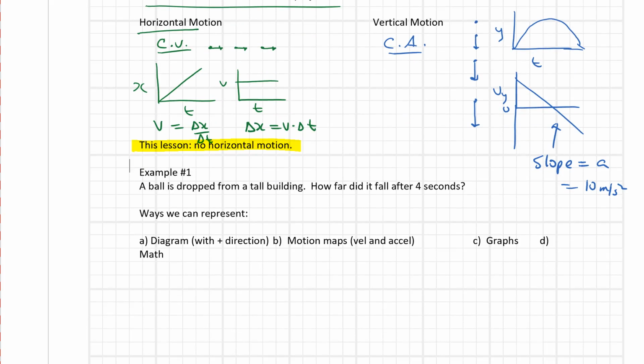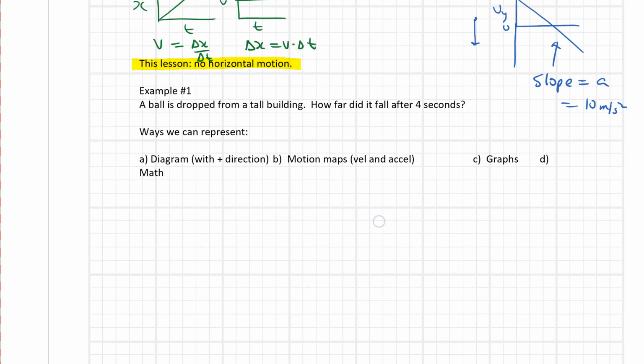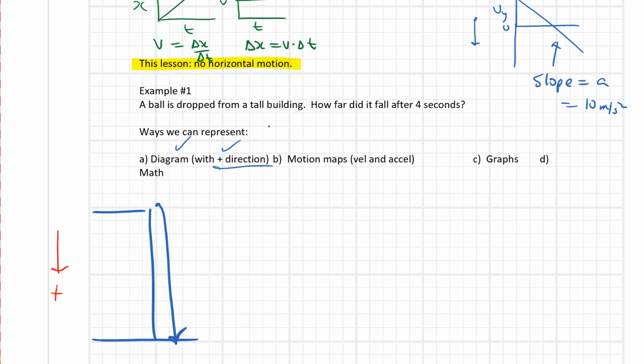Let's do example number 1. It says a ball is dropped from a tall building. How far did it fall after 4 seconds? We can represent this a few ways. We can do a diagram. Let's make a simple little diagram. When you drop a ball, it falls that way. One important thing to think about is which direction we make positive. Because the total motion is downwards, the acceleration is downwards, and the displacement is downwards, it makes sense in this example to make downwards positive. So let's do that.